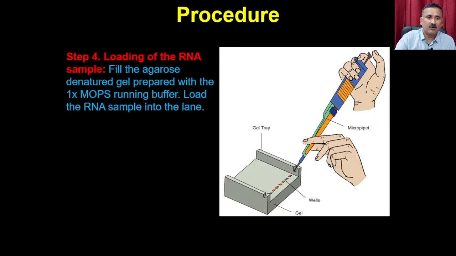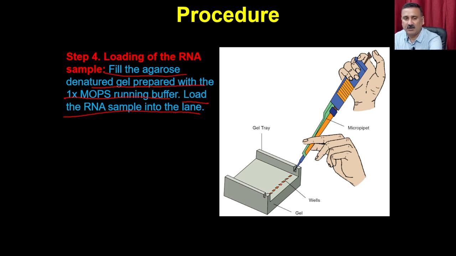Then in step 4, you are going to load the RNA. Fill the denaturing agarose gel chamber with 1x MOPS running buffer and load the RNA sample onto the gel. This is what it is showing, right? You are going to load it with the help of RNase free tips, right? And then you are going to run the agarose gel.